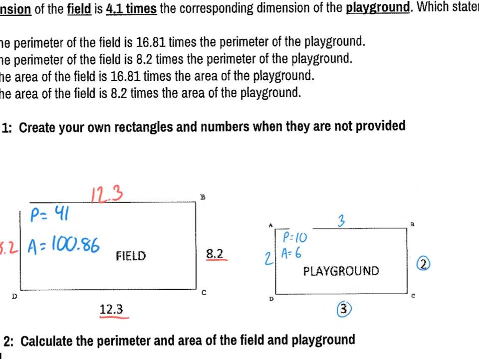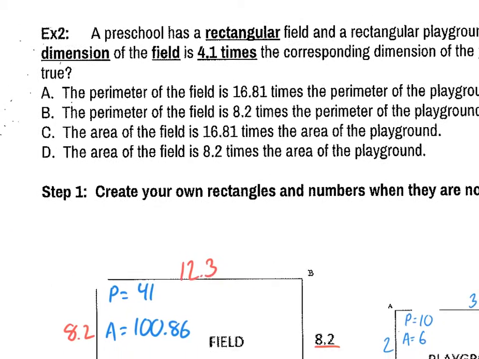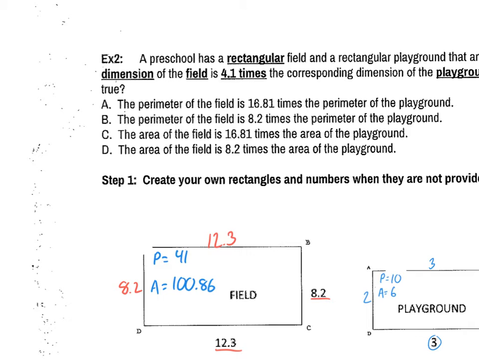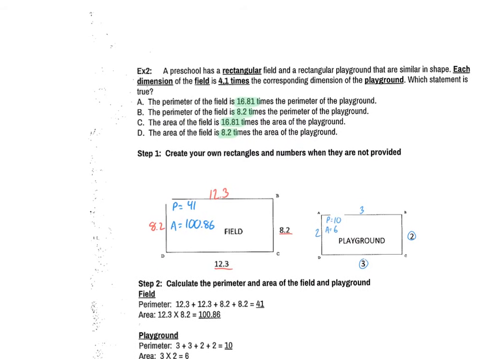So now I'm going to go back to the actual answer choices and read them a little more carefully. So it says the perimeter of the field is 16.81 times the perimeter of the playground. Here's what I want to point out real quick, just to make this a little bit easier so I can get it done a little more quickly. All these numbers, none of them are less than 1, which means I've got to do bigger divided by smaller in this case. Usually we do new divided by old, but they don't really specify which is new and which is old. So because our number is bigger than 1, we have to do bigger divided by smaller.